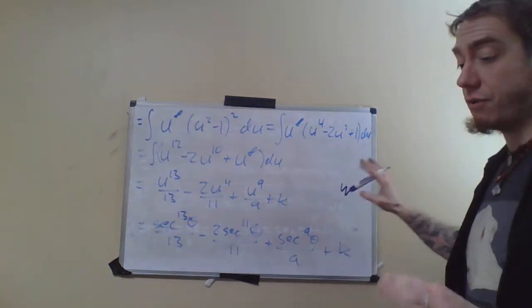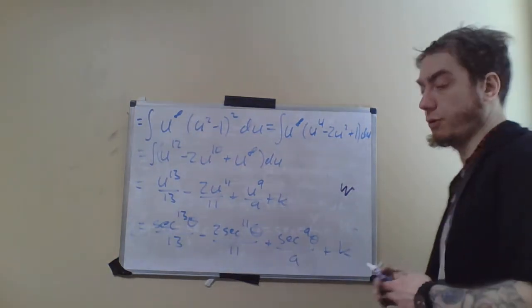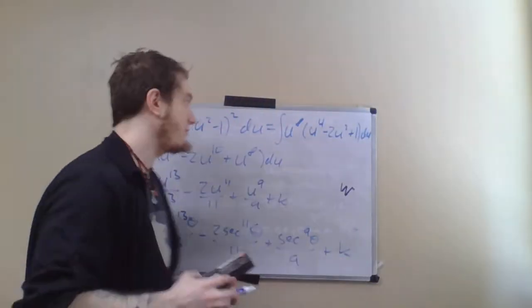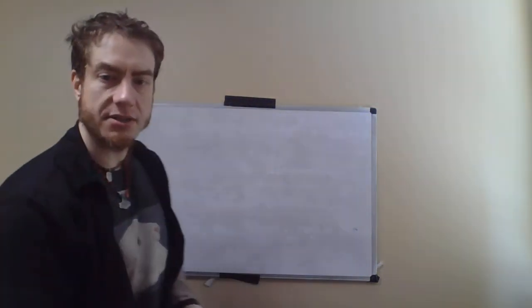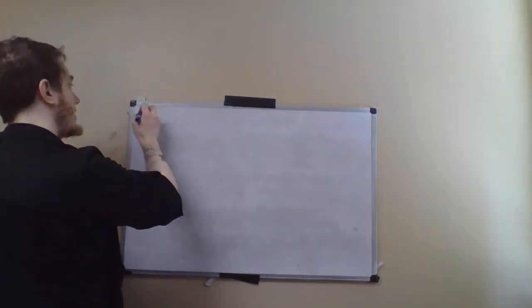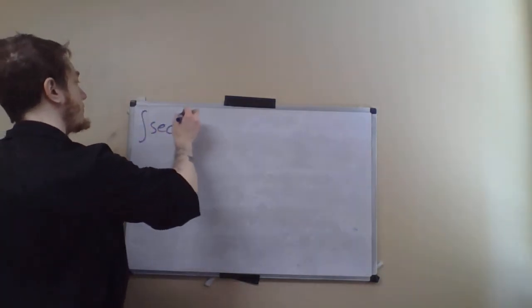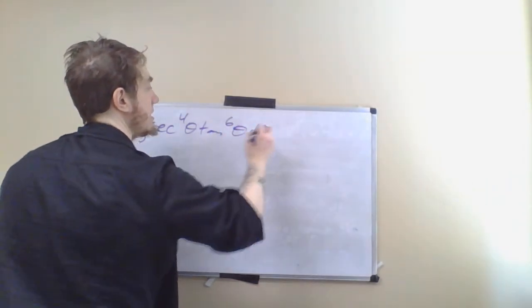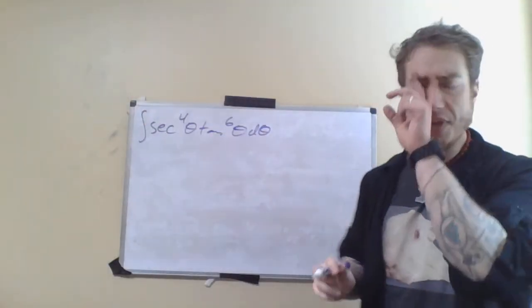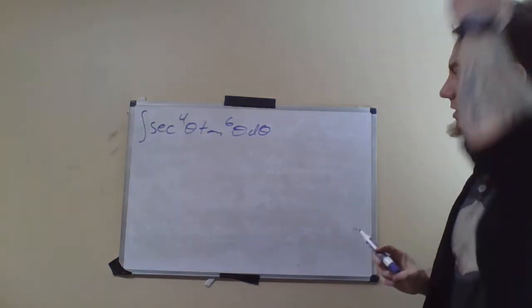All right, so hopefully everybody's okay with that example. Let's work through another example where we see how a different kind of substitution is going to play a role for us instead. So this time, let's consider the integral of secant to the 4th theta tangent to the 6th theta d theta. This time, we cannot do what we did the last time.